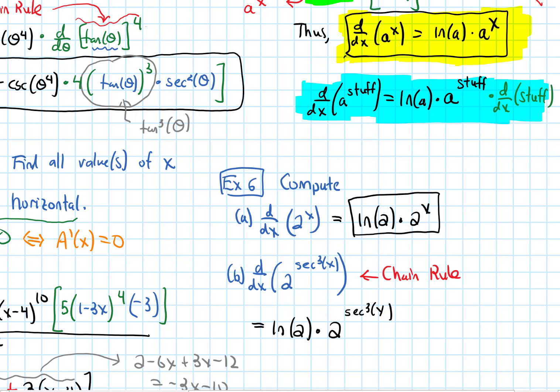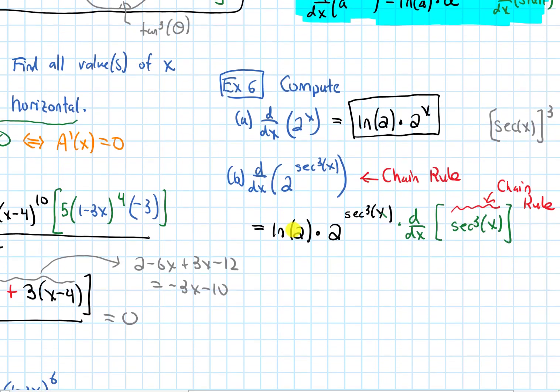And then I got to multiply this by the derivative of the stuff, derivative of the inside. Derivative of secant cubed of x. Okay, and for that derivative, I am going to need the chain rule again. Chain rule again because this is secant of x being cubed. So the inside function is secant. The outside function is actually x to the third. So that's a chain rule scenario.